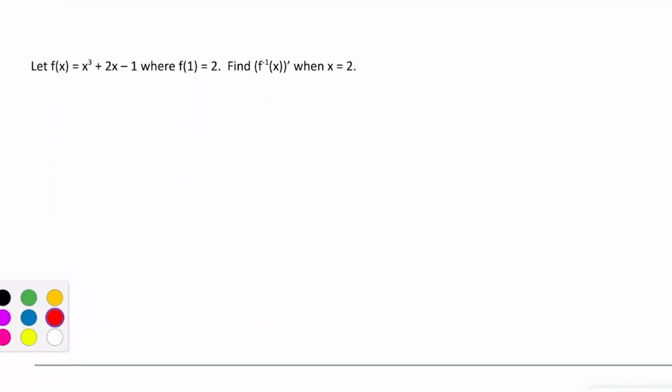All right, so this one says we've got a function f of x equals x cubed plus 2x minus 1, and we know that f of 1 is 2. So find the derivative of the inverse of f. Okay, and this is at x equals 2. So we'll have to evaluate it when x is 2.